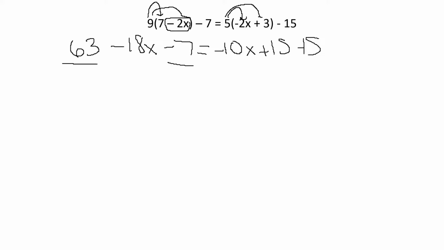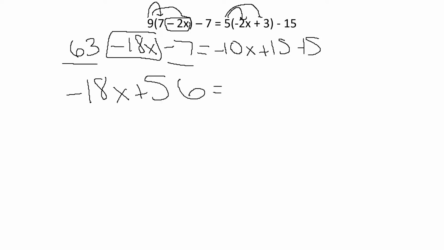63 minus 7 is 56. Now listen, this negative stays with the 18. Whatever sign is in front of that term is its sign. 63 minus 7 is positive 56. Now 15 minus 15 is going to become 0. So I'm going to just drop that because 0 is nothing.